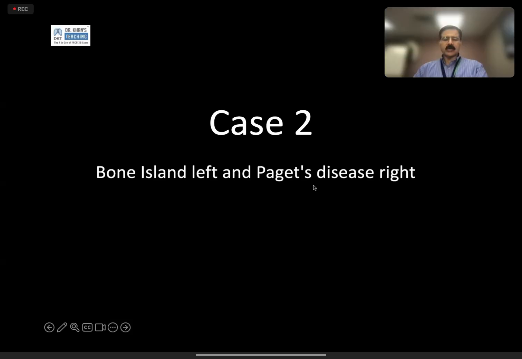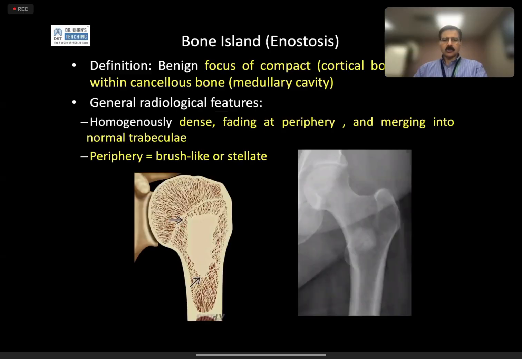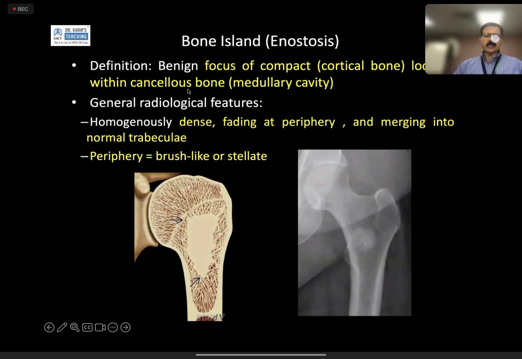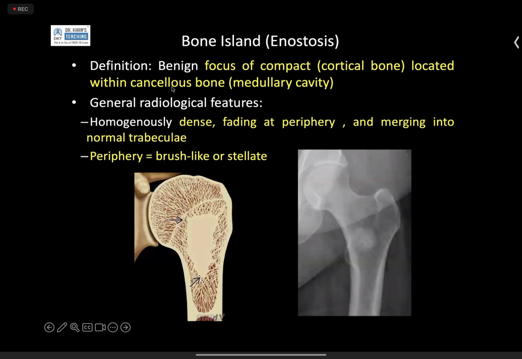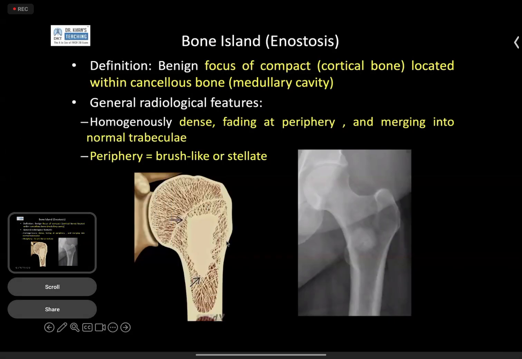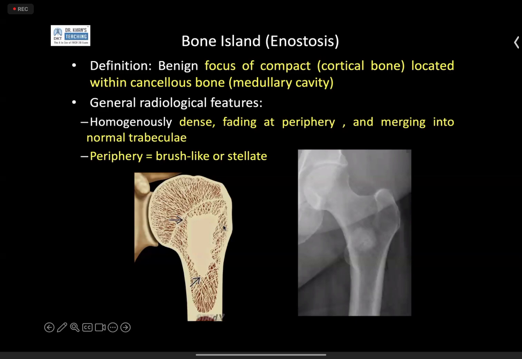Bone island on left and Paget's disease on right. So let's discuss this. Now, what exactly is bone island? Look at the definition of a bone island. Bone island is the focus of compact or cortical bone located within the cancellous or the medullary bone. So this is the cortex and this is the cancellous bone, which is the medullary bone. And basically this bone sits here.